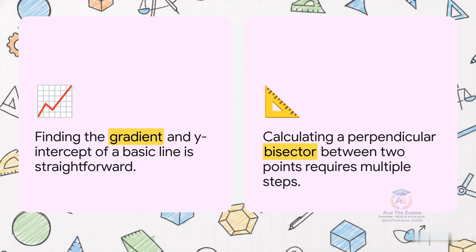First, you need the midpoint of p and q. Then, you calculate the gradient of the line connecting them. Then, and this is the part people miss, you have to find the negative reciprocal of that gradient to get your perpendicular slope. Finally, you substitute it all into the equation of a line. You cannot rush this. Every step must be executed flawlessly.